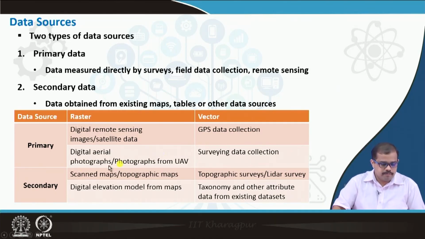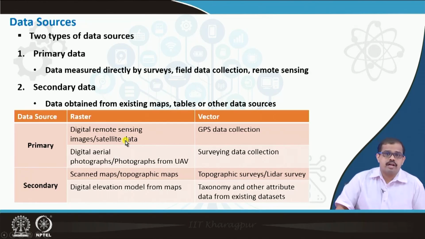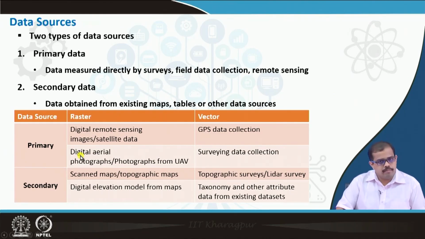For example, I have mentioned some of the data sources here. If you look at the raster data model, in the primary source, you have digital remote sensing data, also called satellite data, or any remotely sensed data, aerial photographs, photographs from UAVs. When you look at primary data for a vector data model, you have GPS data collection and surveying data collection that can be in the form of vectors. For secondary data, there are scanned maps and topographic maps, and digital elevation models with maps, that can also be your secondary data for a raster data model.